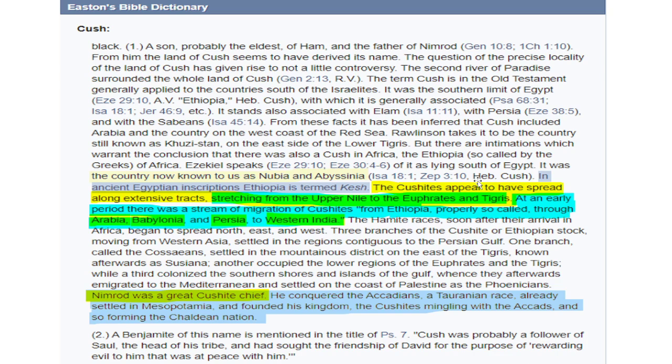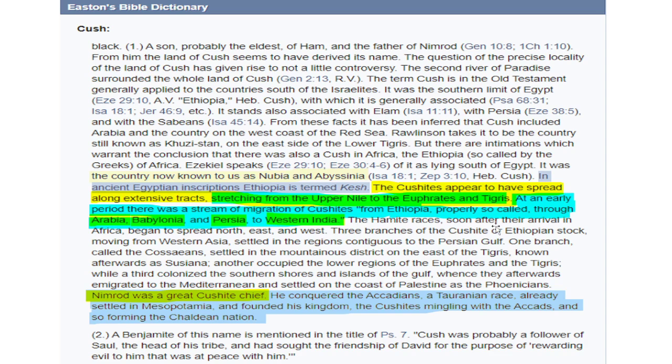This shows the expansion of the Cushites, meaning they went into the land of the Middle East, particularly Iraq, however you want to pronounce it. They went in there, they mingled among the people, and they formed empires. Right? Like Babylon. Right? Like Syria.